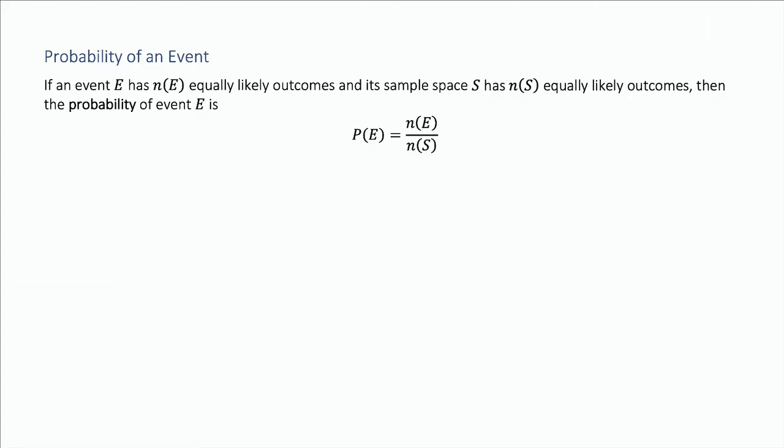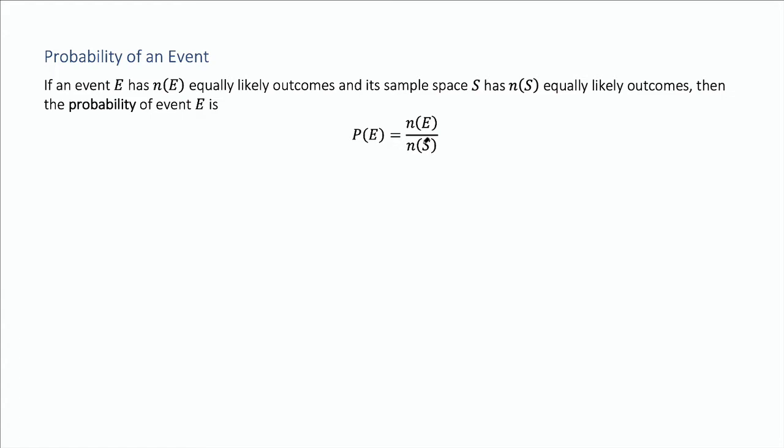Now, the probability of an event, we have a definition. It's simply the number of ways that the event can occur divided by the number of outcomes in the sample space. Now, this definition only works if our sample space is comprised of equally likely outcomes, and our event then is comprised also of equally likely outcomes.